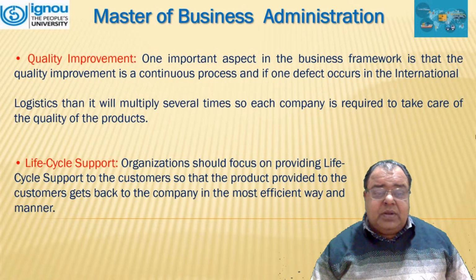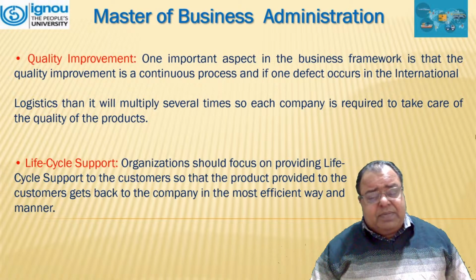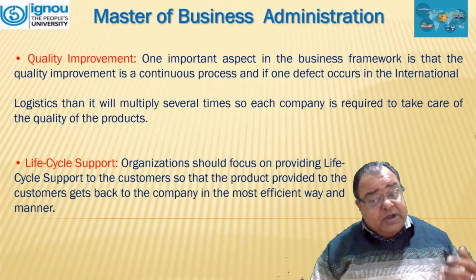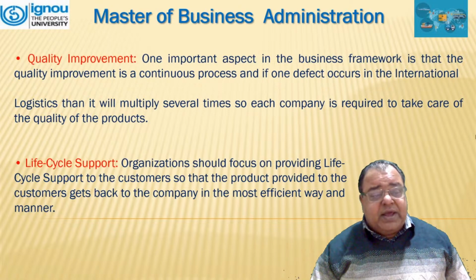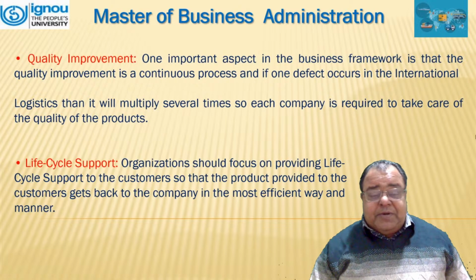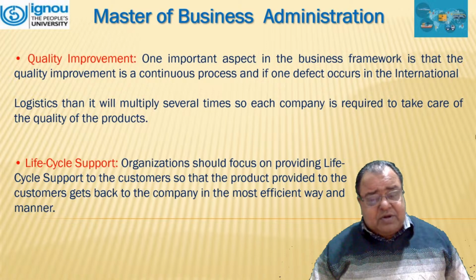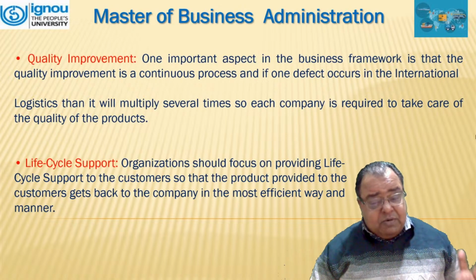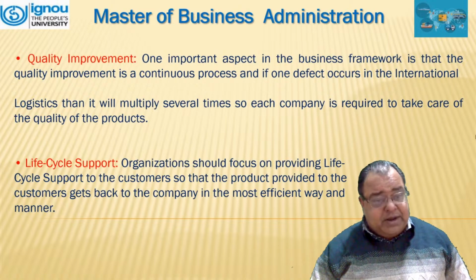Quality improvement. One important aspect in the business framework is that quality improvement is a continuous process. And if one defect occurs in the international logistics, then it will multiply several times. So each company is required to take care of the quality of the products. Life cycle support. Organizations should focus on providing life cycle support to the customers so that the product provided to the customers gets back to the company in the most efficient way and manner.